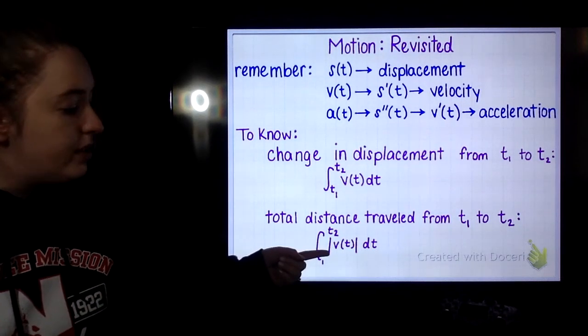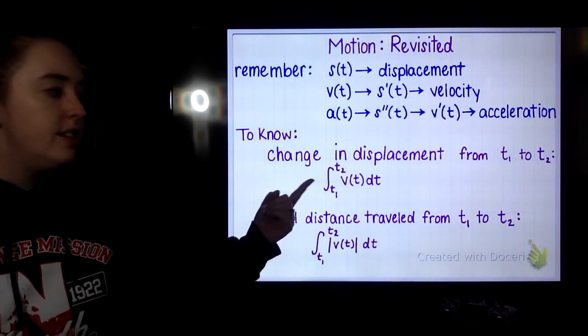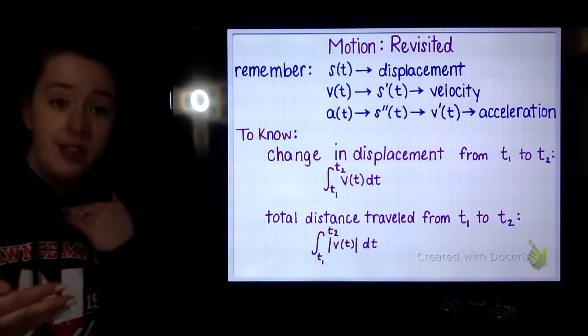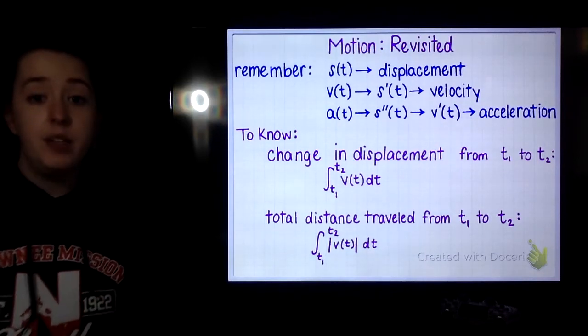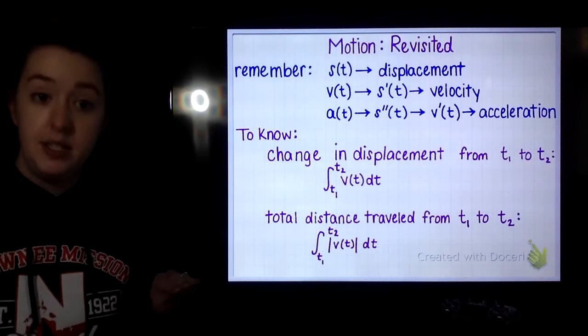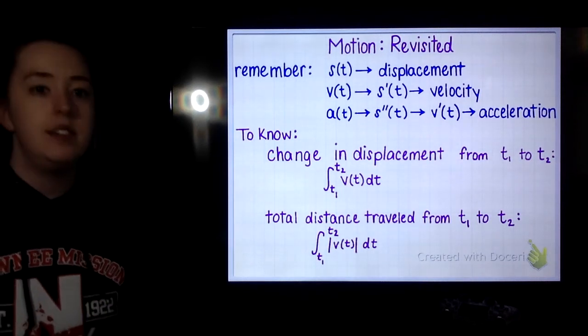So the reason we want to use absolute value is because this change in displacement, some of them will be negative, some of them will be positive, and they'll just kind of cancel each other out as we go down. When we have the absolute value, that will make sure that nothing cancels each other out, that all of the distances are accounted for.